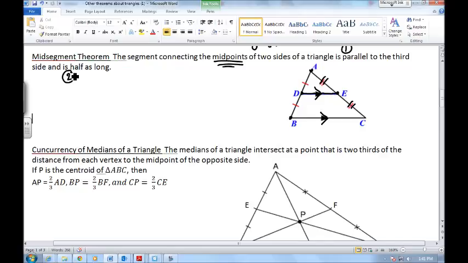Turn to your neighbor and tell them those last three words. Side is half as long. Okay, now say it in your own words. Turn to your neighbor and say those three words in your own words. Rephrase it. As long as half.